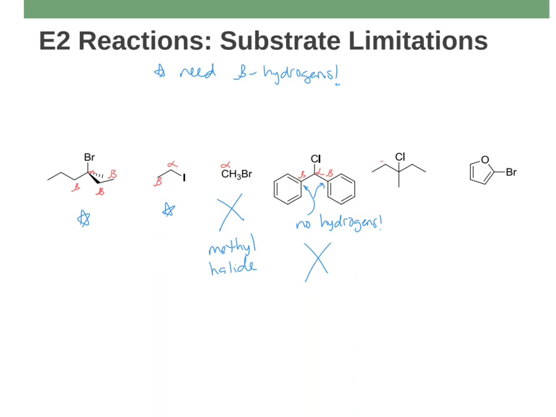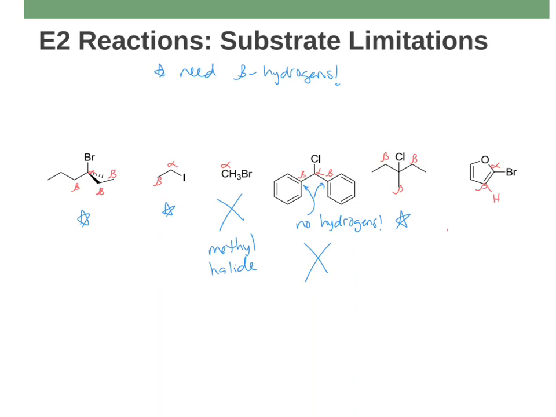Same thing here. I got a beta carbon here and here and here, so that's all good. Set. I can do that. That works. I can do an E2 on that. And then lastly, with this one, yes, I have an alpha. Yes, I have a beta that does have an H on it.